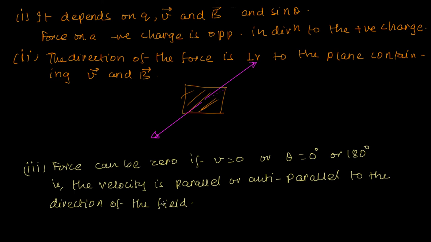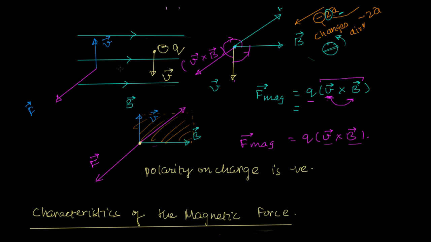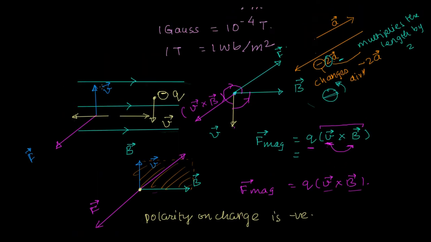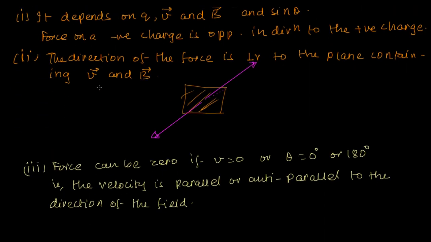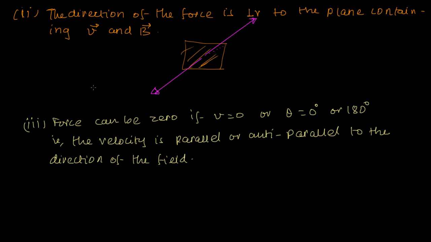So everything is non-zero. There is a non-zero velocity, a non-zero B, a non-zero Q, and you still have the force as zero. So if you shoot it parallel to this, say something like that, or something like that, at 0 degree or 180 degree, the force goes to zero. So that is the characteristic of the magnetic force. Fine.